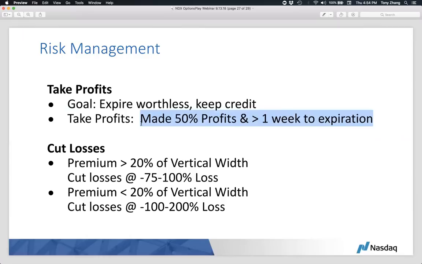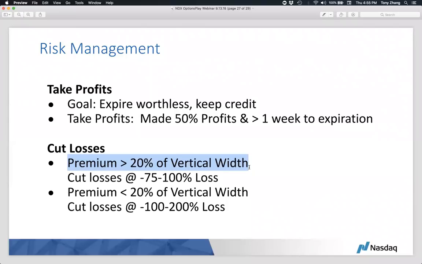On the other side, you should also have a plan for if the trade goes against you. So, talking about cutting losses, this is really about how much premium you've received with respect to the vertical width. If you're selling those near the money credit spreads where you're collecting more than 20% of the vertical width, this is where you want to cut your losses, where your trade has lost about 75 to 100% of the credit that you've received on that trade.